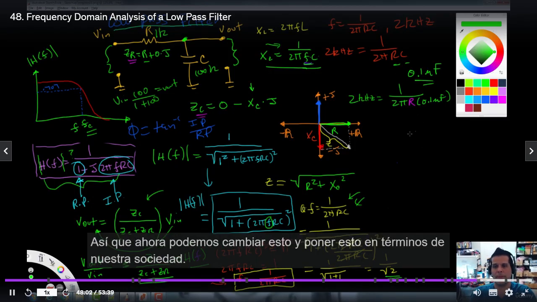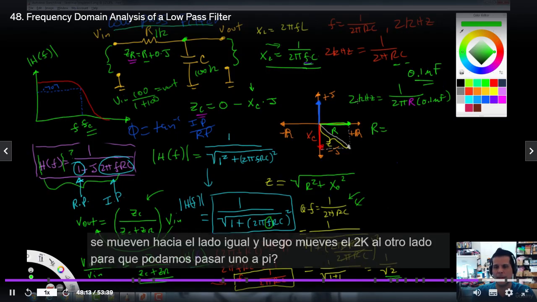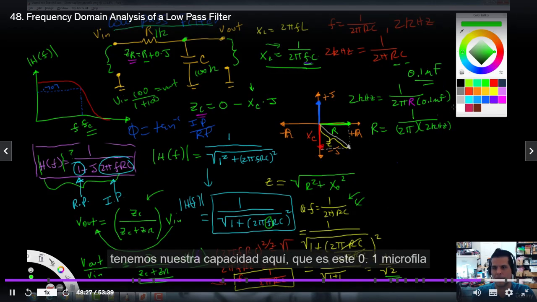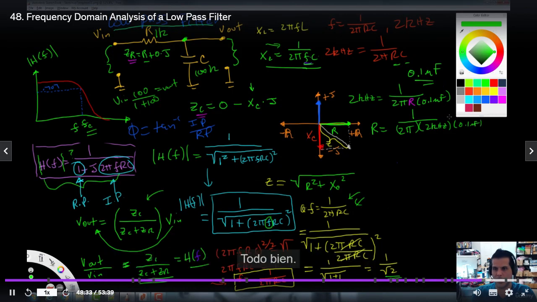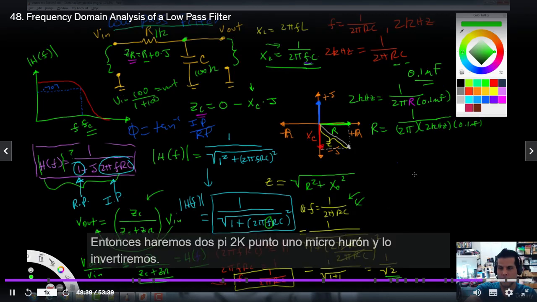Now we can turn this around and put this in terms of R. Let's just do some algebra. I'm going to move things around. Why don't I move R to this side, equals, and then move the 2K to the other side. We get 1 over 2 pi, and then this 2K comes down here, so we have 2 pi and then 2K hertz here. And then we've got our capacitor, which is this 0.1 microfarad. That is what our R is. So let's go ahead and get our calculator out. We'll do 2 pi, 2K, 0.1 microfarad, and invert it.